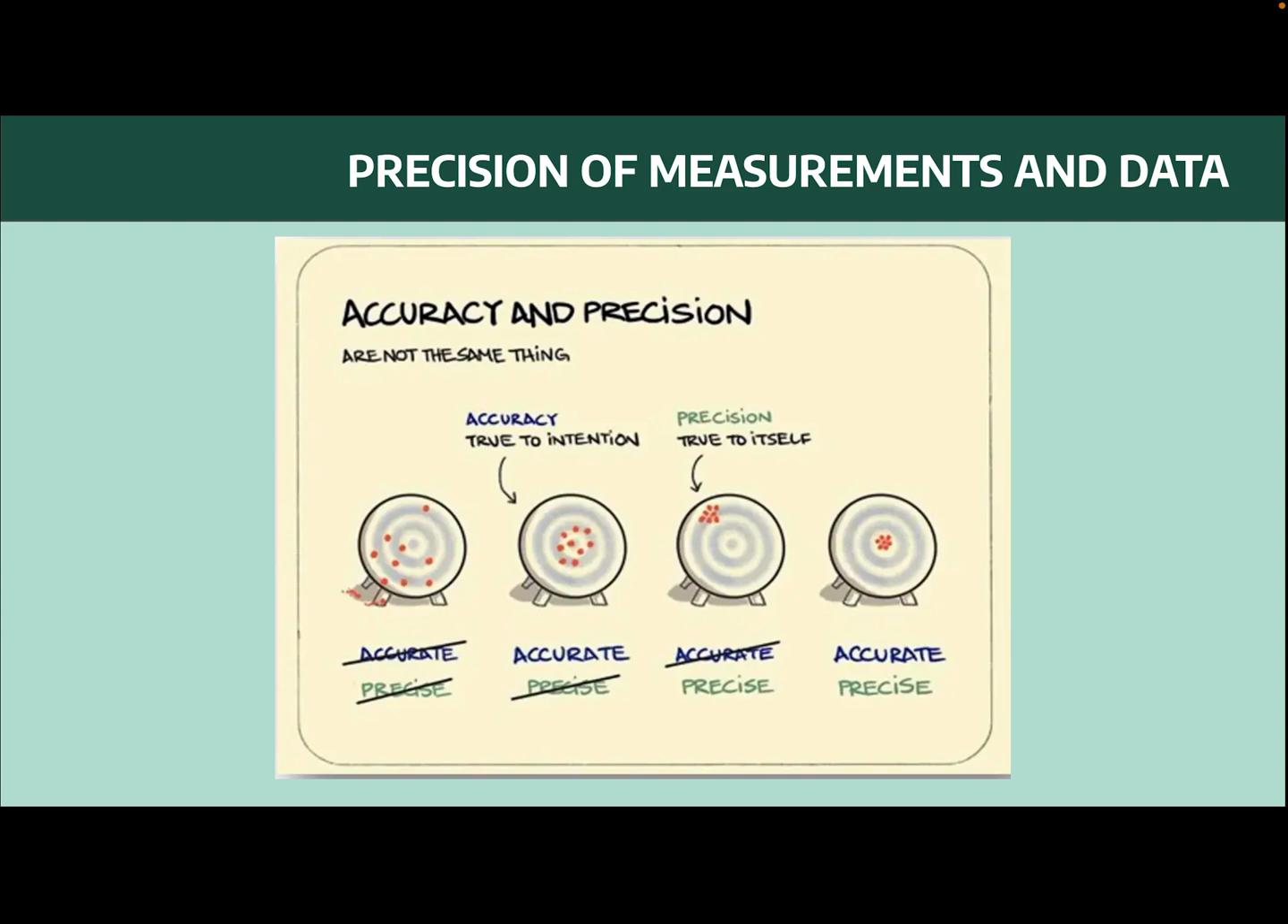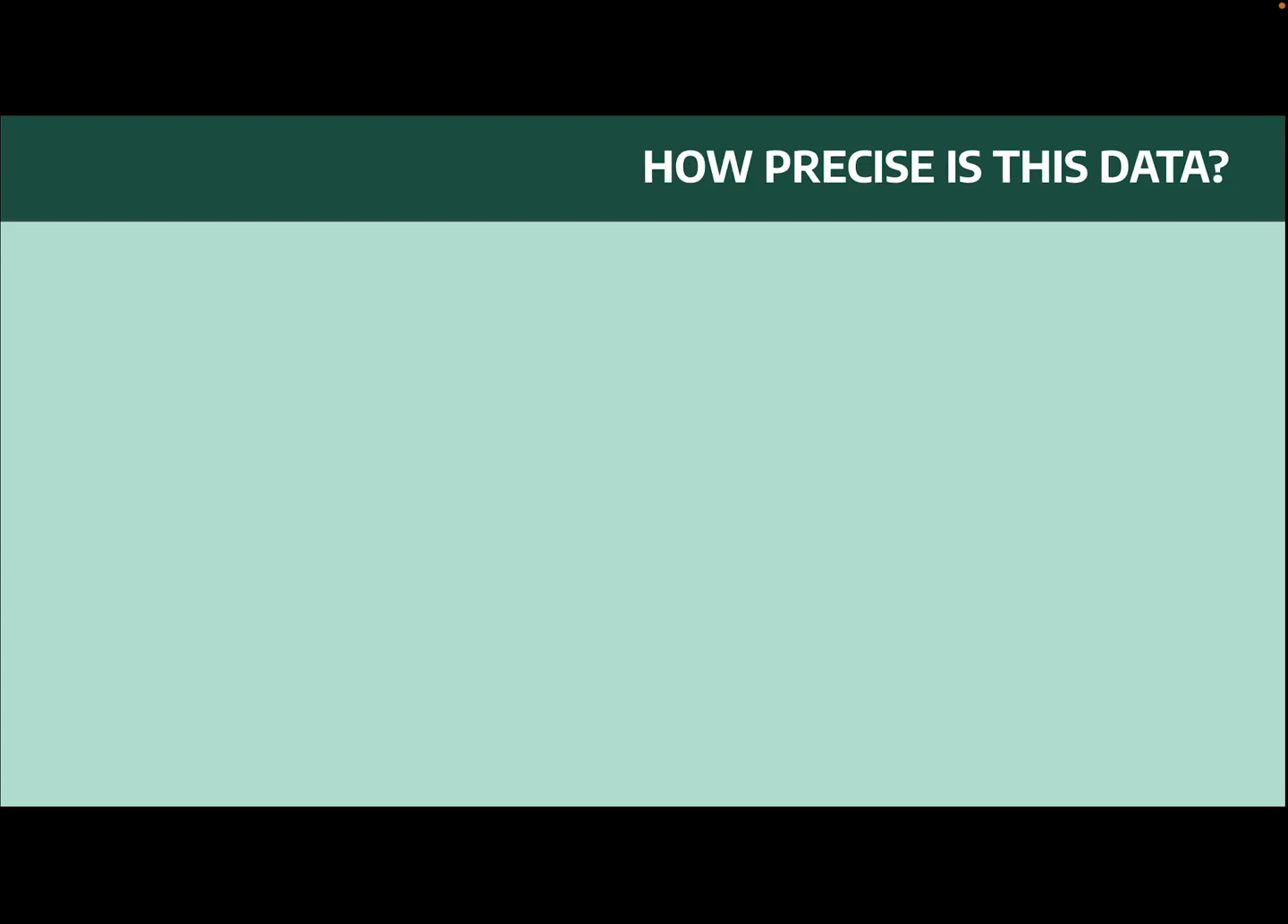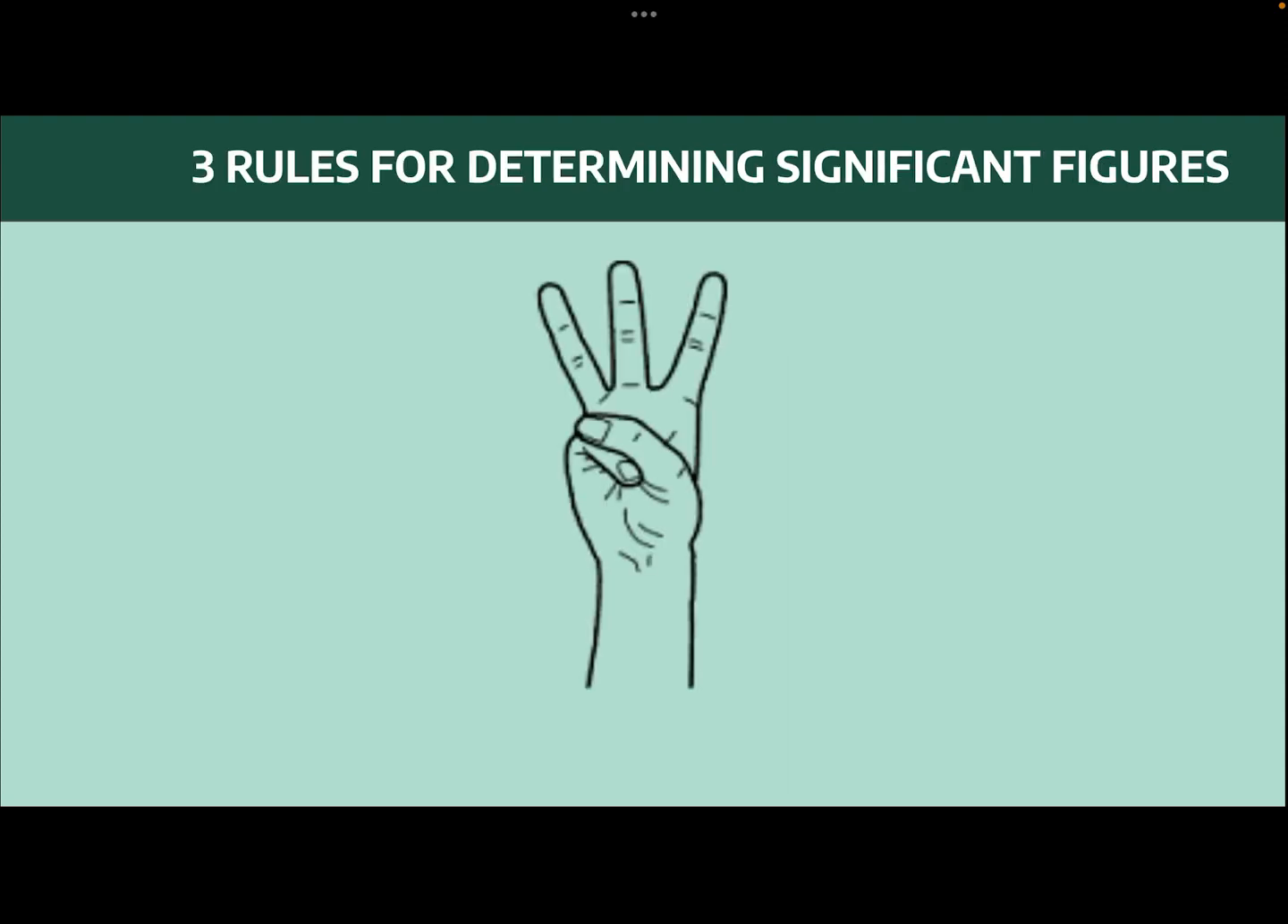So significant figures deal with this idea of precision. How precise is my data as I'm going through this? Let's say I give you a set of data and I ask, how precise is this data? How good was this measurement instrument? Well, significant figures are the way to help out. And there are 3 rules for determining how precise my data is, or how significant the numbers are within my data.